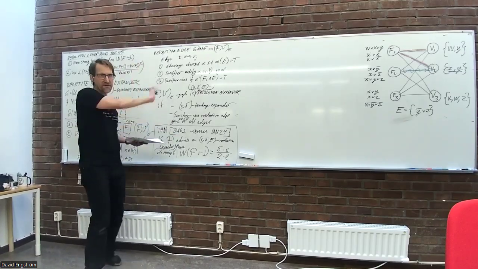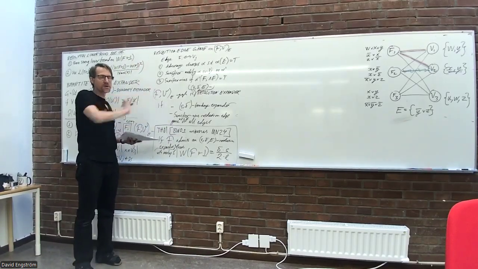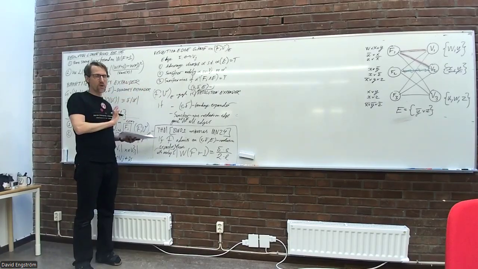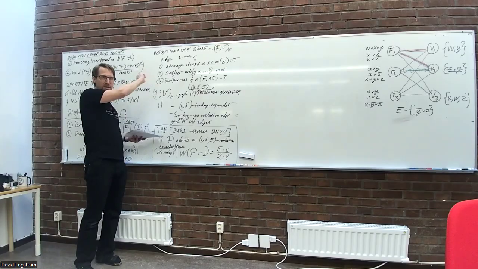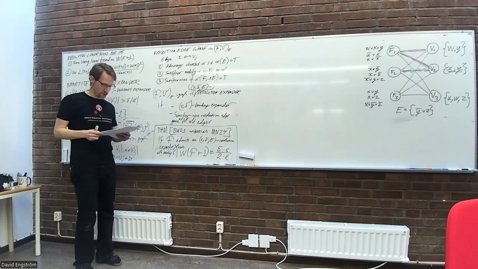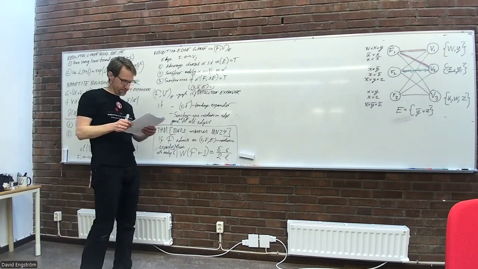This is not a characterization of lower bounds, but it tells us that resolution bounds are easier than polynomial calculus lower bounds in a very concrete way. Okay?